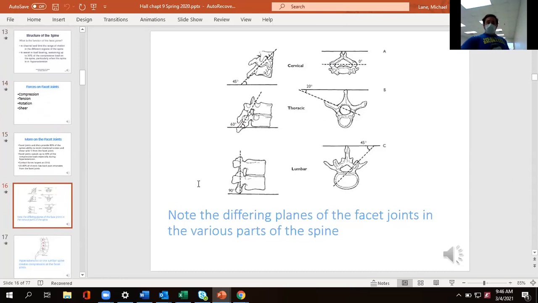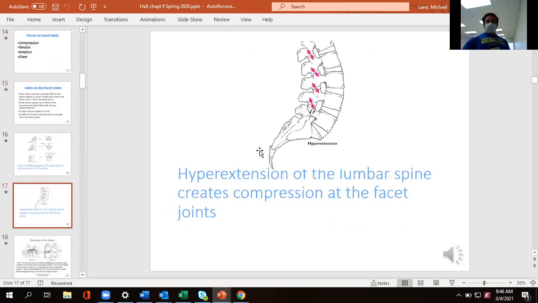So as we go further and further down, notice how the angles change between those facet joints and the angle at which our vertebrae are articulating. Notice as we increase this angle from 0 to 45 and from 45 to 90, we're able to deal with greater and greater loads, okay? And notice when we get into hyperextension, that's where we're going to have compression there. If you think about hyperextending your low back, you're pushing your belly forward.